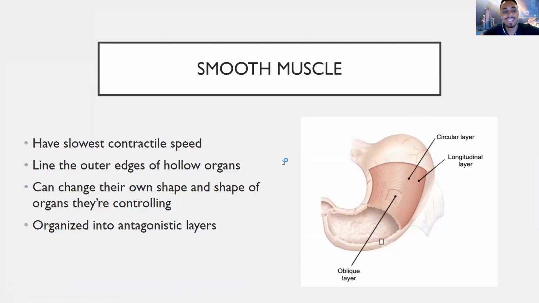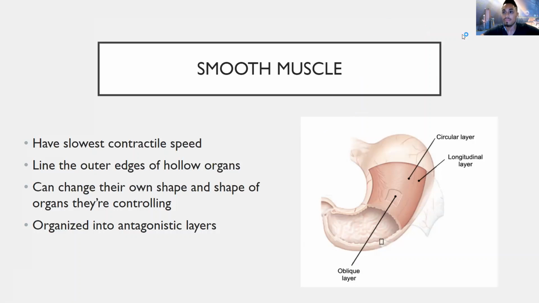Okay, so smooth muscle. Smooth muscles have the slowest contractile speed. They line the outer edges of hollow organs, so your kidney, your liver, your esophagus. All these internal organs will be lined with smooth muscle. They're very unique in that they can change their own shape and the shape of the organs that they're controlling. They're organized into antagonistic layers, which means if we look at the diagram on the right, we have this longitudinal layer and the horizontal circular layer.